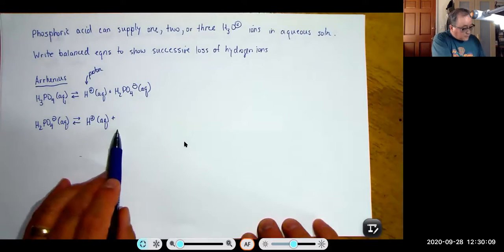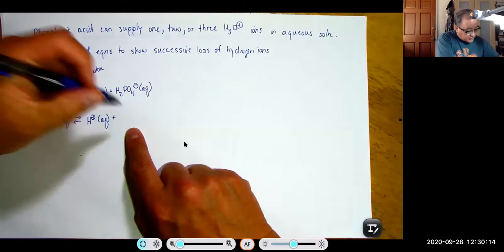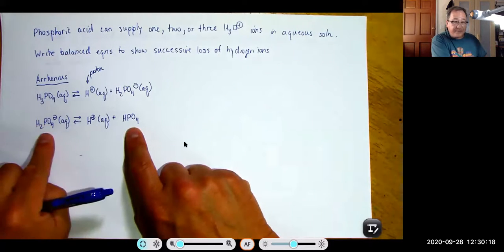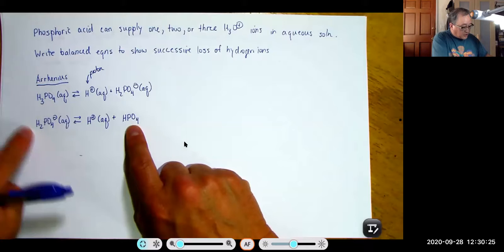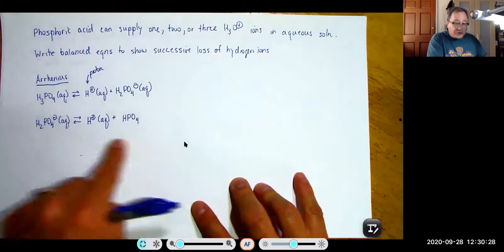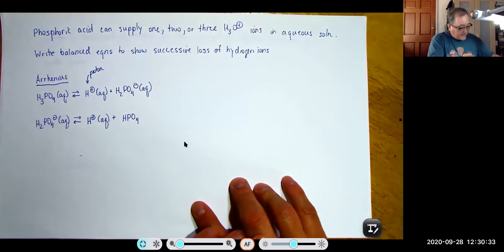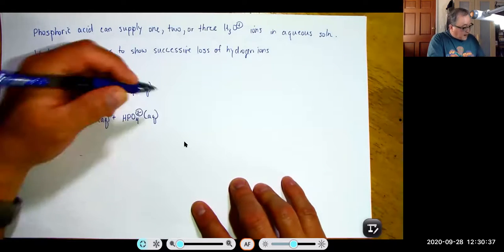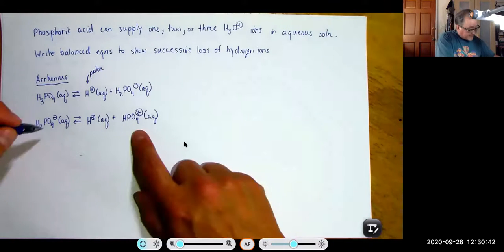So what does this formula look like if it's got 1 less hydrogen? HPO4. That's 1 less hydrogen. What does the charge on this have to be, considering that this side has a -1 charge and this whole side should have a -1 charge? What should the charge on that be? And the answer is -2. So we're balancing it not only by atoms, but by charge. This is an acid.